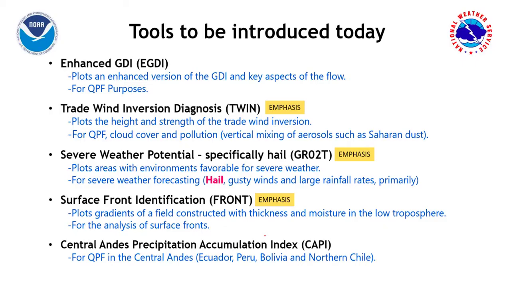All right, so these are the tools that are going to be introduced today. We only have 45 minutes at this point, but thus the emphasis is going to be placed on these 3, on the 3 in the middle. So I'm going to briefly introduce the enhanced GDI. Then I'm going to talk a little bit more about the trade wind inversion diagnosis twin. Then I'm going to move into the severe weather potential, and specifically hail, which is called GR02. Then I'm going to move into the surface front identification. And finally, I'm just going to touch very briefly the copy, the central Andes precipitation accumulation index.